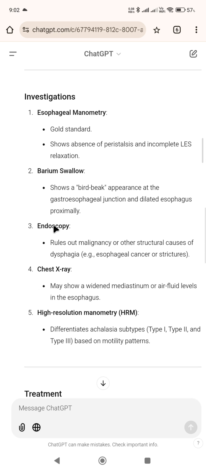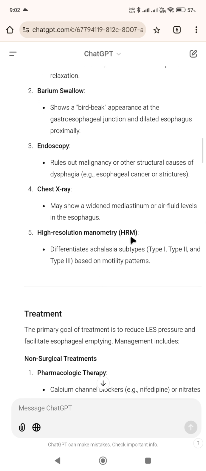Investigations. 1. Esophageal manometry, gold standard, shows absence of peristalsis and incomplete LES relaxation. 2. Barium swallow, shows a bird beak appearance at the gastroesophageal junction and dilated esophagus proximally. 3. Endoscopy, rules out malignancy or other structural causes of dysphagia, e.g., esophageal cancer or strictures. 4. Chest X-ray, may show a widened mediastinum or air fluid levels in the esophagus. 5. High-resolution manometry, HRM, differentiates achalasia subtypes, type 1, type 2, and type 3, based on motility patterns.